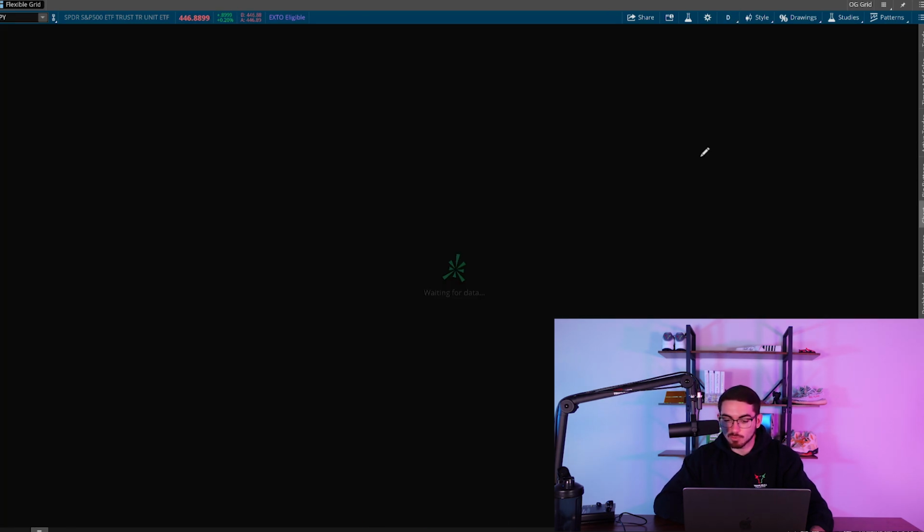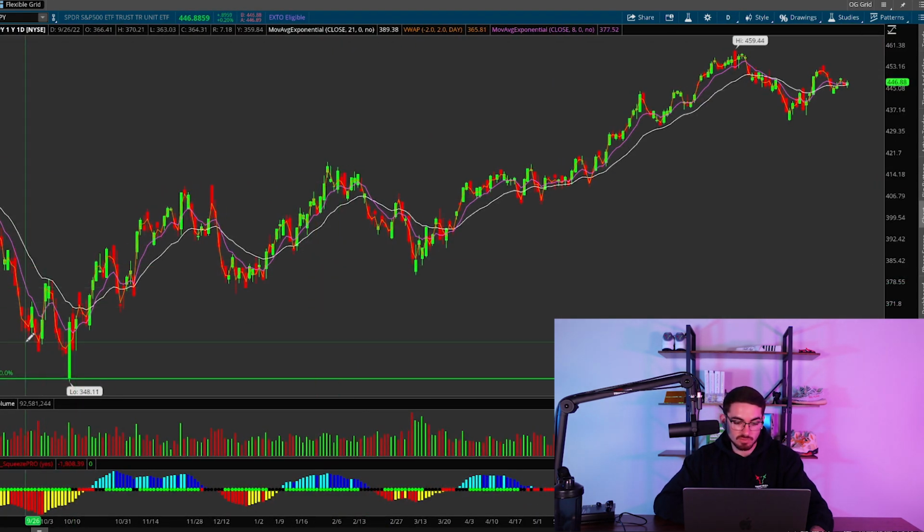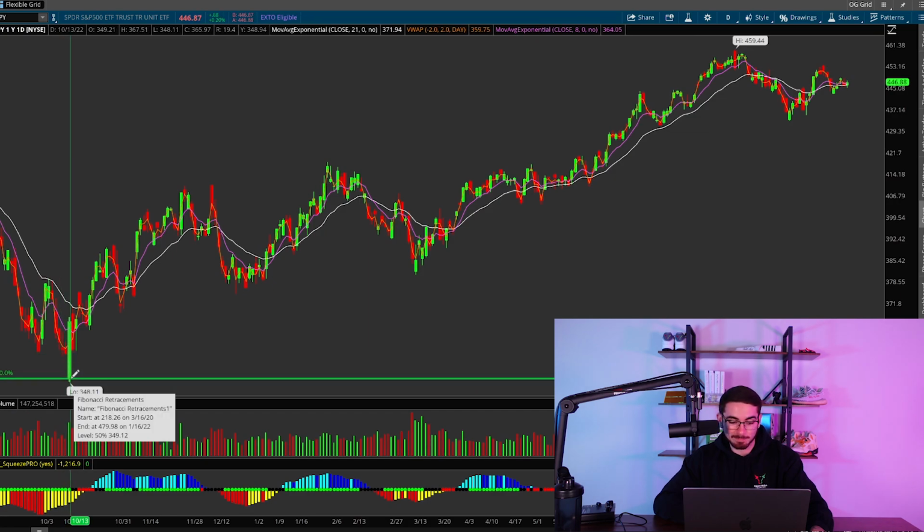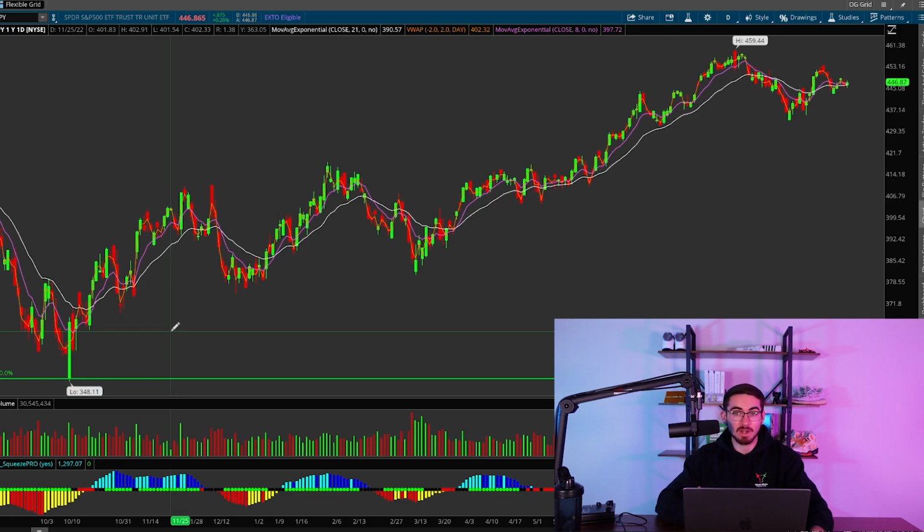Now if we break it down to a daily time frame, this was the largest rally that we saw on the SPY. As soon as we hit that 50% retracement from the monthly time frame, this was the reaction that we saw to the upside.